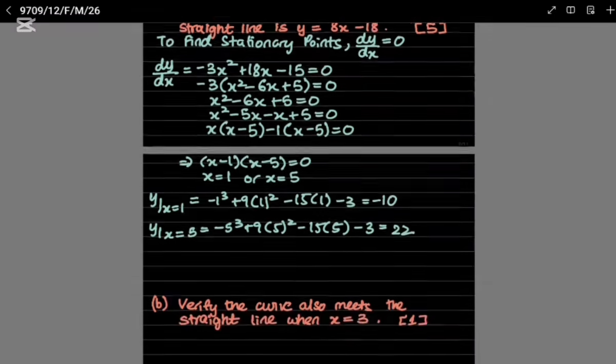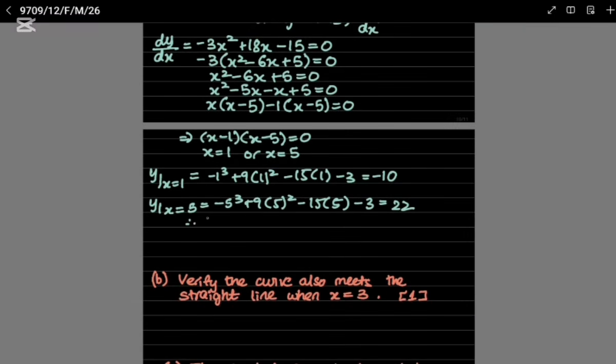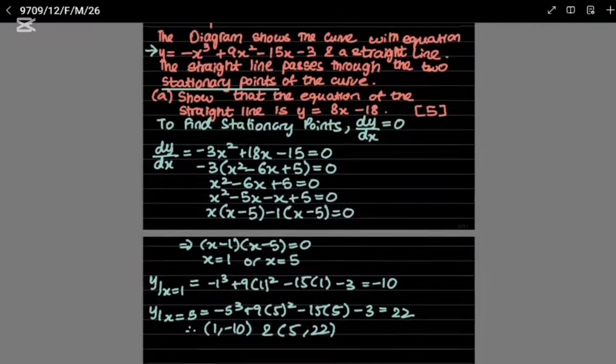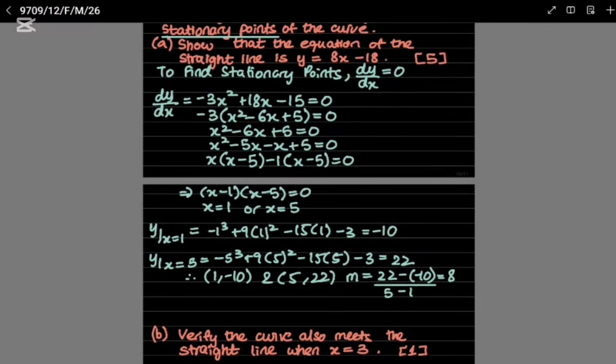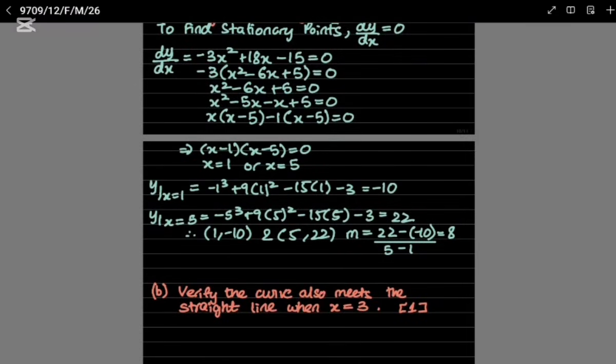22. Alright, so we have found the coordinates of the points, which are 1, minus 10 and 5, 22. We have to find the equation of the straight line. So find the slope first, which is, you should know how to find the slope by now. Okay, 22 minus 10 over 5 minus 1, which is simply 32 over 4, which is 8. And we can already see that the slope of this is also 8. So we are getting closer to the final answer.